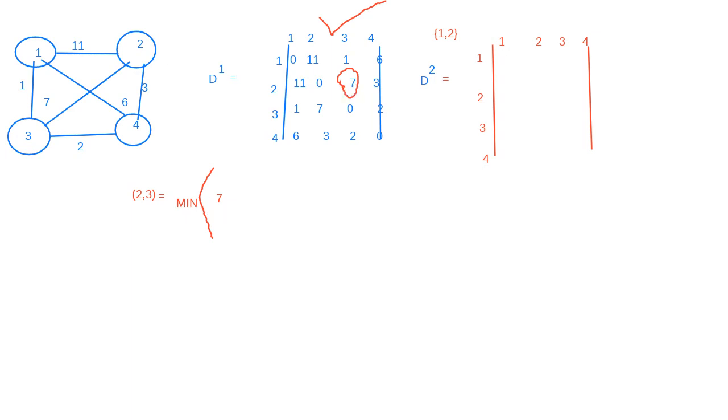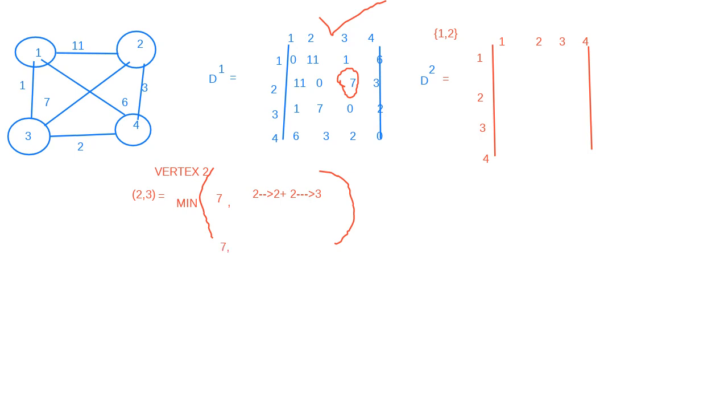Now what I have to do is include the vertex number 2 in this case. So what does it say? From 2 you visit 2 first, plus you have to visit from 2 till 3. So here I am writing 7.